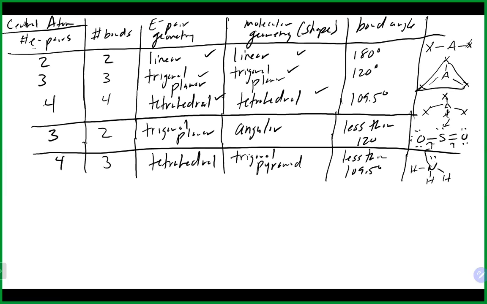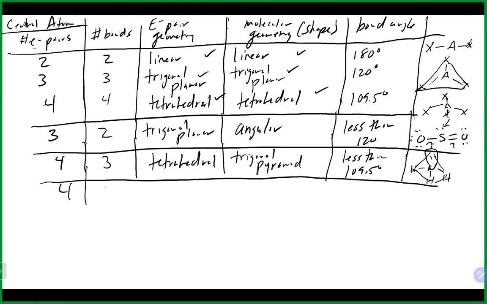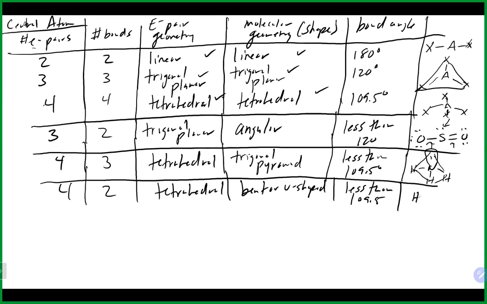It makes this sort of pyramidal type of shape that occurs in that situation. And lastly, this was the last geometry I think you guys had, 4 electron pairs and 2 bonds. Again, 4 electron pairs in terms of the electron pair geometry will be tetrahedral. This will be bent or V-shaped, also less than 109.5. Water is an example of that. Has that bent or V-shaped type of situation.